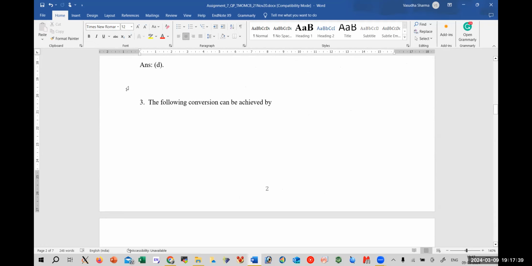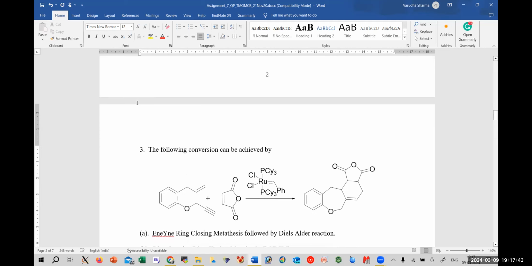Now the following conversion can be achieved by. That's the next question. So this is your question. If you will see carefully, this is your alkene, this is your alkyne, and it's a kind of different alkene. So firstly, to have a bond over here, this is 1, 2, 3, 4, 5, 6, and 7. It would be forming a 7-membered ring, which we can see here. 1, 2, 3, 4, 5, 6, and 7. So it's a 7-membered ring.